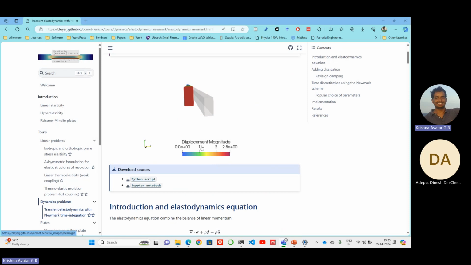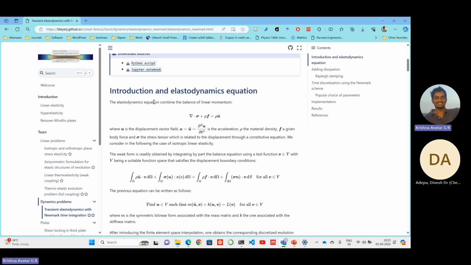In this problem we have the elastodynamics equation, which combines the balance of linear momentum: divergence of sigma plus rho F vector is equal to rho u double dot vector, where u is the displacement vector field, u double dot is the acceleration, rho is the material density, F is the given body force, and sigma is the stress tensor, which is related to the displacement through a constitutive equation. The material model will be an isotropic linear elastic model.